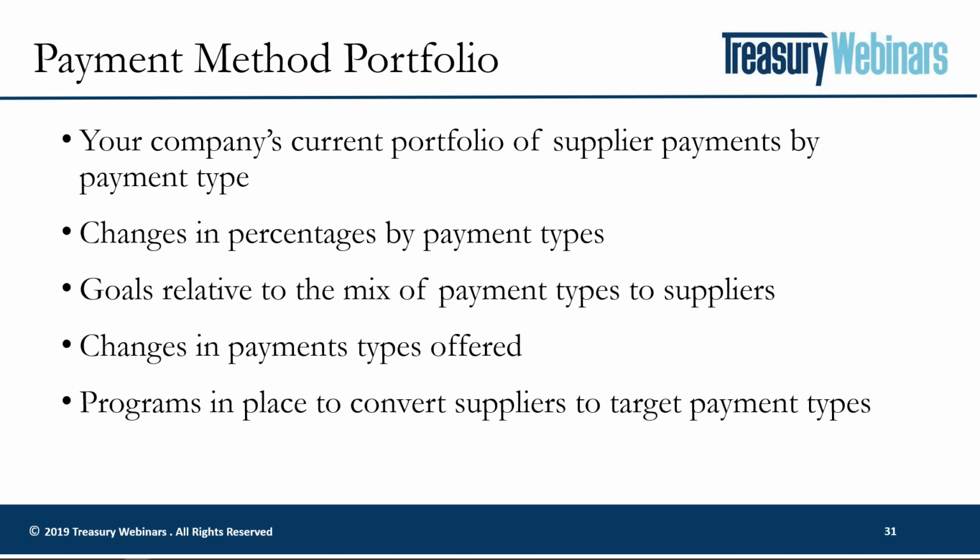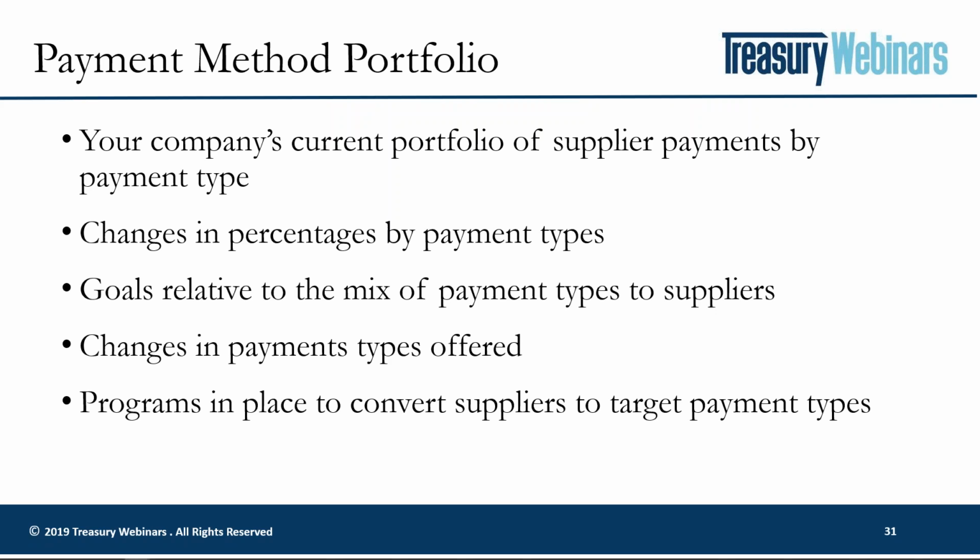Again, you might want to group your suppliers in certain categories. You may have a little bit more of a struggle getting certain ones to convert, but you communicate. It may make sense for you to make changes in the payment types offered. Maybe you don't offer credit cards. Maybe that's something you want to look at. You can identify what the opportunity is with your supplier base.